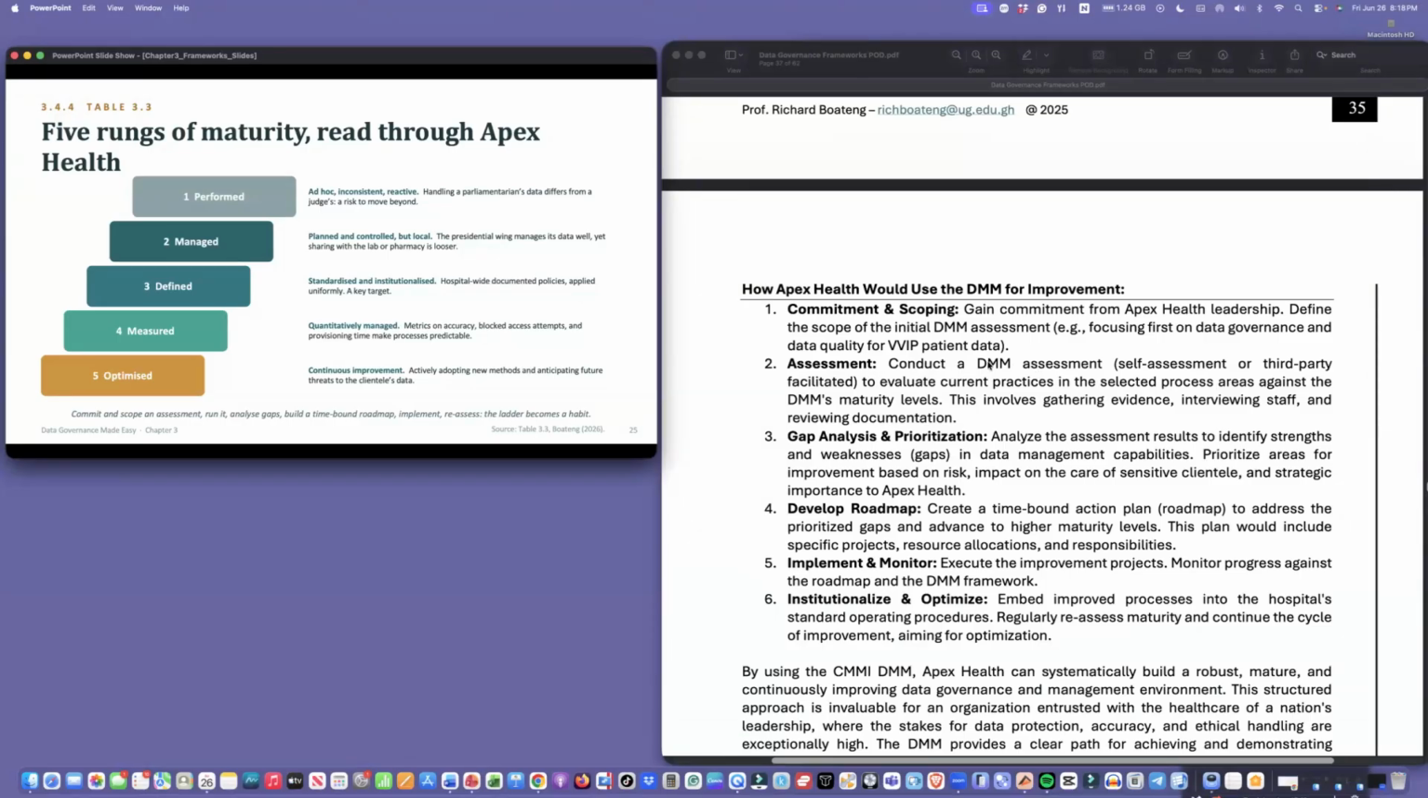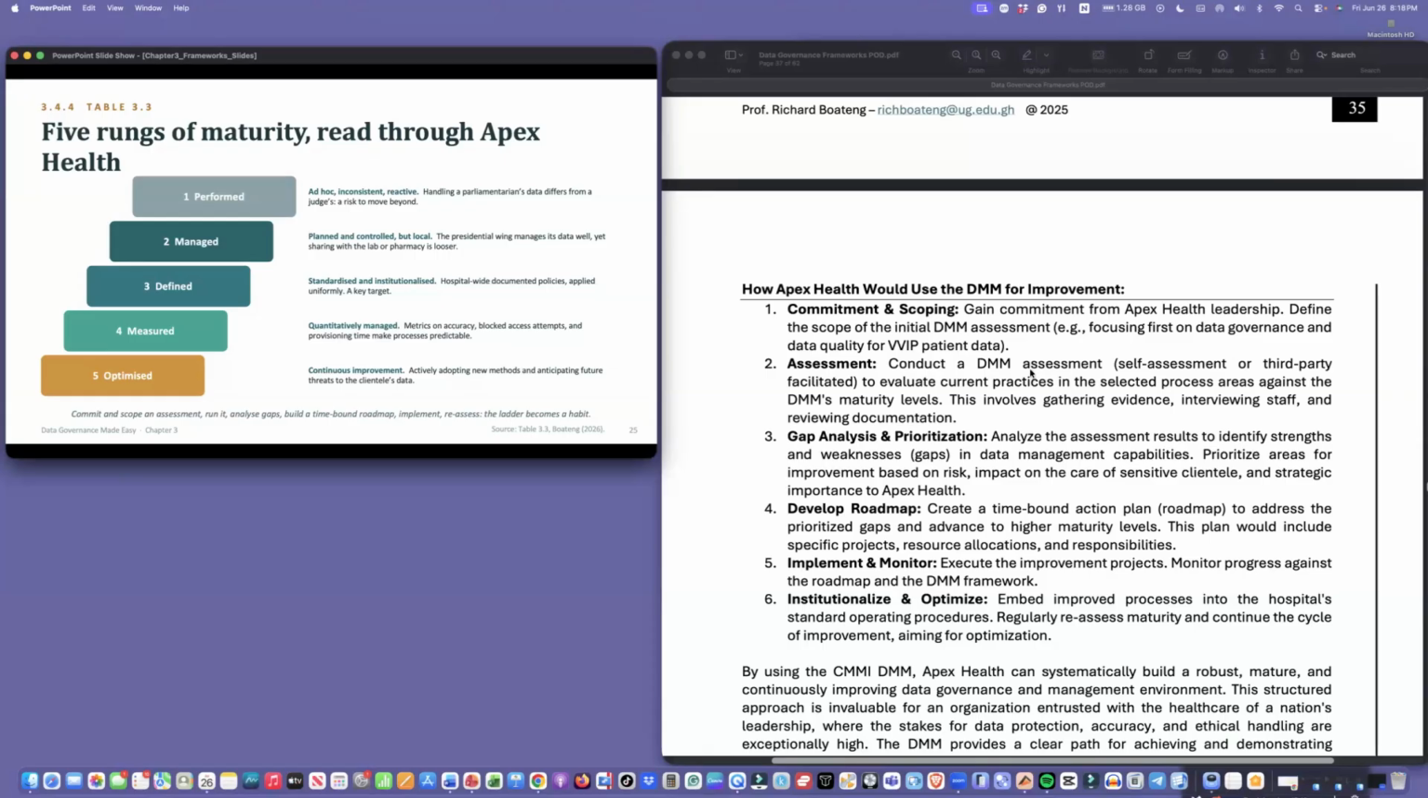Then in the assessment, you conduct the DMM assessment, or you do a self-assessment or use a consultant or a third party to do it for you. But for a sensitive institution like this, you have to tread very cautiously using a third party. You are evaluating current practices and processes. You have to gather information from across different departments concerning their maturity levels, and do your gap analysis and prioritize how you're going to address them in terms of resources.